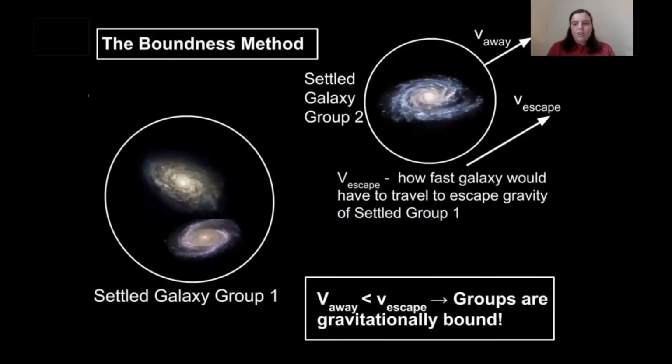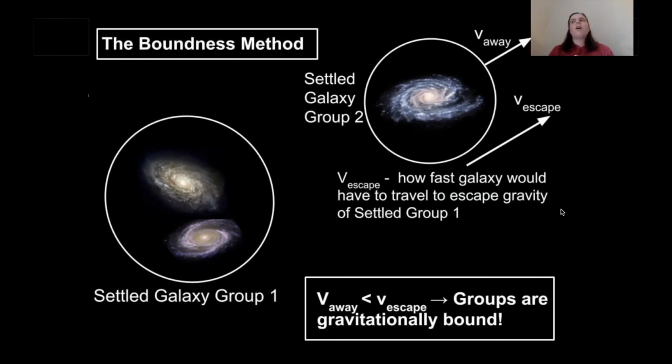This method is called the boundness method, and the way it works is there's two settled groups that we're testing for gravitational boundness, and we calculate the speed that those groups are moving away from each other at, and we calculate the speed that one group would have to be moving to overcome the gravity of the other group, which is called the escape velocity.